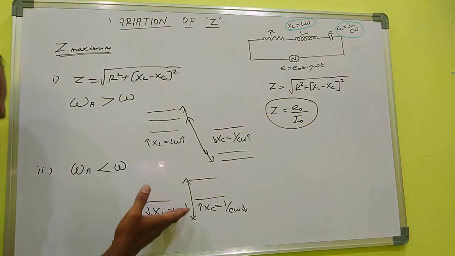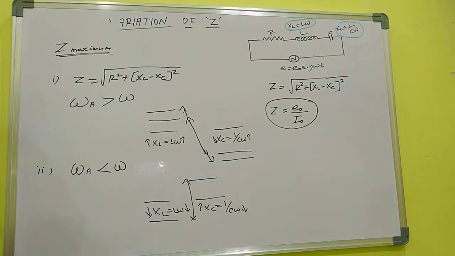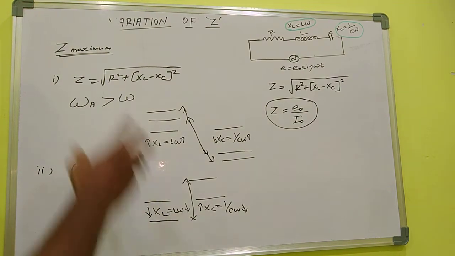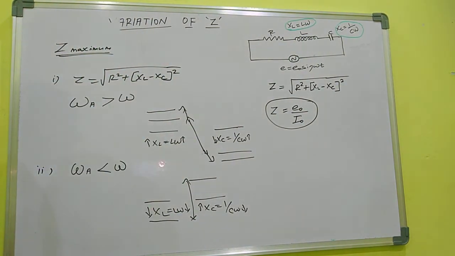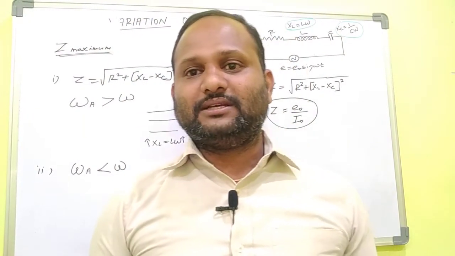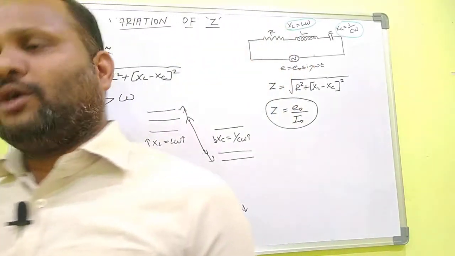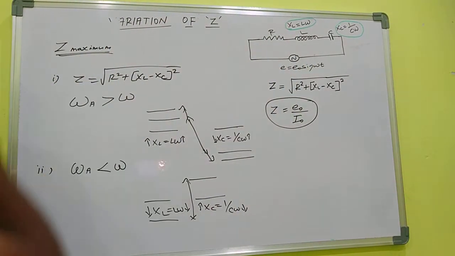If we further decrease the angular frequency, XC will further increase. So there is a lot of difference between XL and XC, which makes Z higher and higher. So as the applied frequency goes far away from the natural frequency, Z goes on increasing. There is no maximum limit of Z.